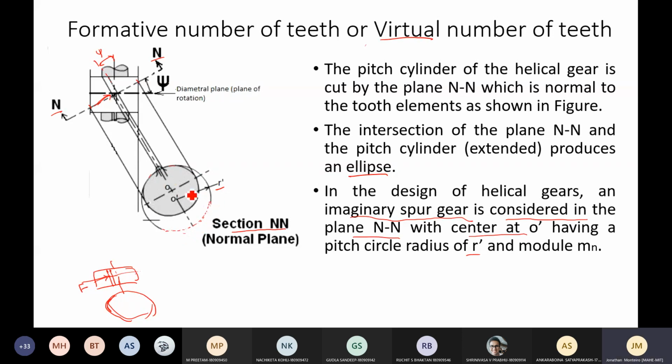This is the ellipse, which is the original one, directly cut out from the helical gear cross section. Remember, the cross section is normal to the tooth. Now that same cross section, you want to continue and say that instead of a helical gear tooth section, I have an imaginary spur gear system. Whatever forces are on this imaginary spur gear are exactly the forces which are going to be projected onto the helical gear tooth. So that is the importance of the formative number of teeth.